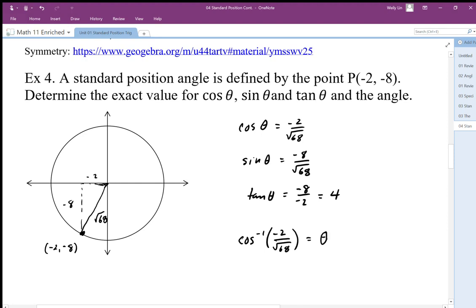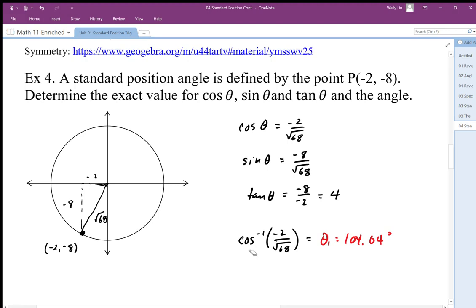On my calculator, I'm going to call the angle theta 1. So when I give theta 1, I do second cos of -2 divided by square root 68, and I get 104.04 degrees. So that's equal to 104.04 degrees.